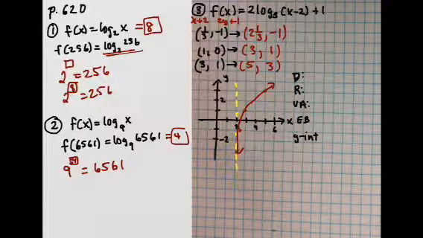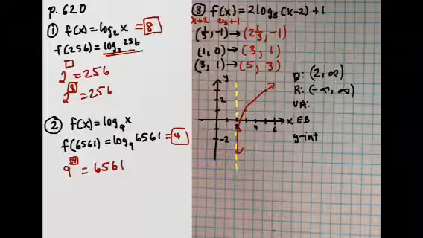Okay, so for number 3, the domain would be all x greater than 2. So you write it like this. The range is all reals. Remember, the range is all reals. The vertical asymptote is x equals 2. You have to write it as an equation.